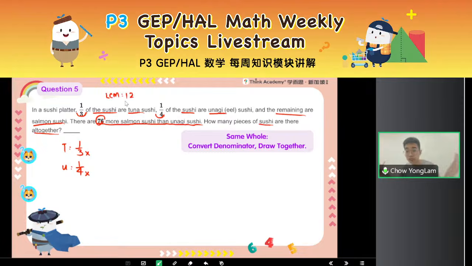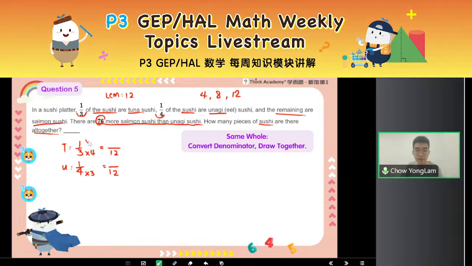If you are not sure, you just list the multiples of 4, right? 4, and then check, is it a multiple of 3? Can 3 times something be 4? Cannot. Right, can 3 times something be 8? Cannot. Can 3 times something be 12? Just nice, 3 times 4 is 12. So we want to make it into denominator 12. Right, now, can I just say 1? Cannot, right? Equivalent fraction means whatever happens at the bottom will also happen at the top, right?